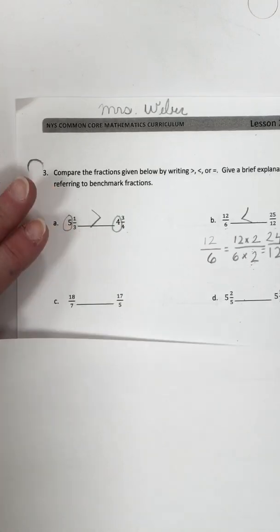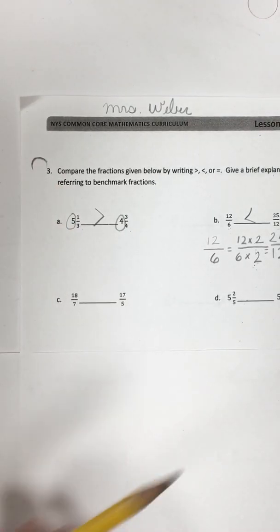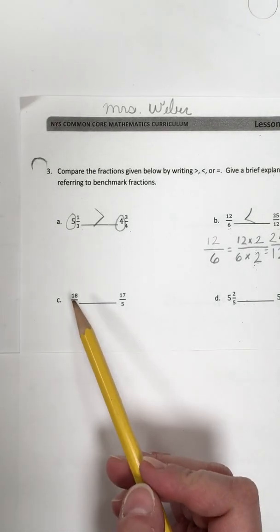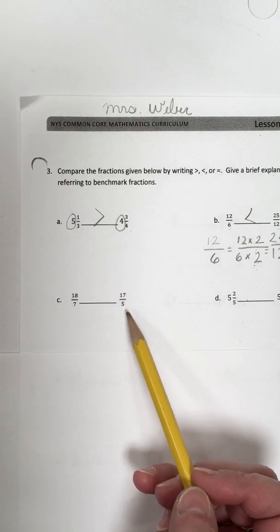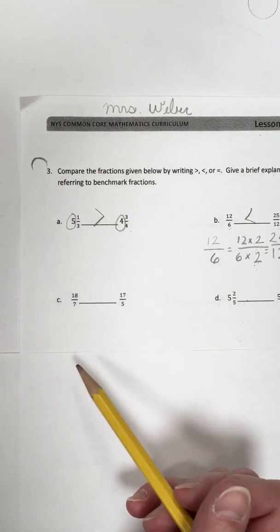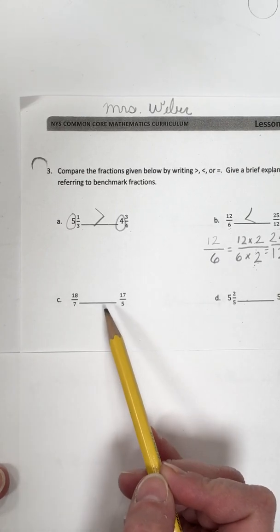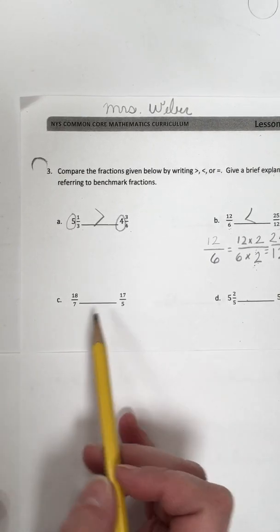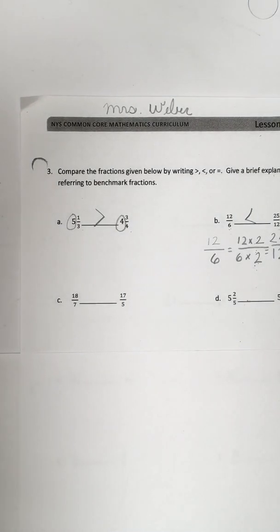Let's go to C. Here we're comparing 18/7 to 17/5. I do not have any whole numbers because these are improper fractions. My numerators are different. My denominators are different. So what I'm going to do is turn these into mixed numbers.